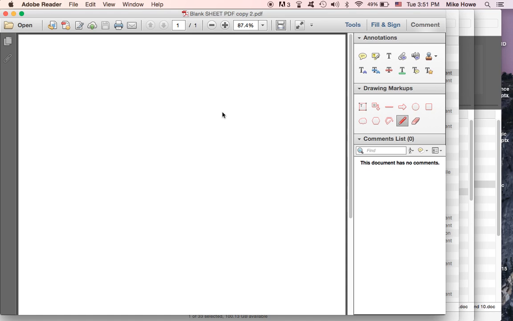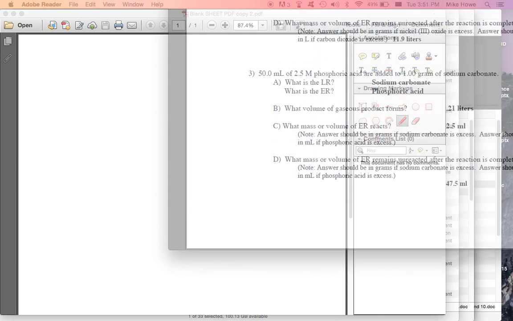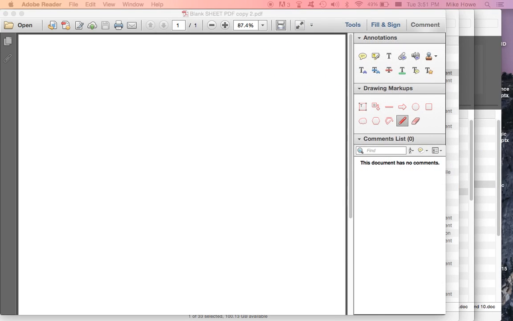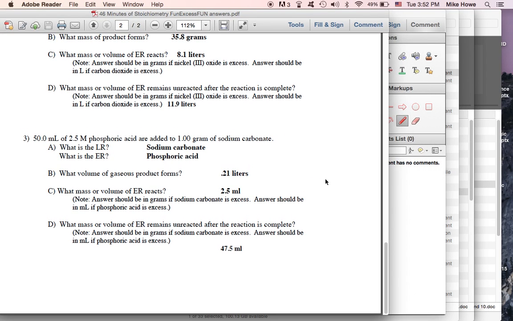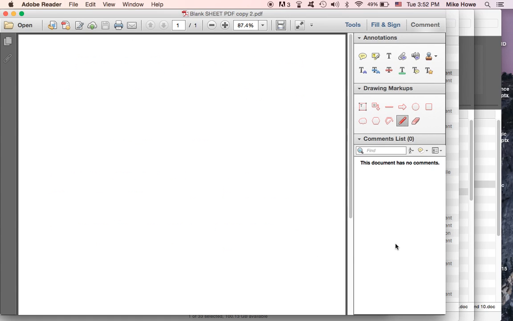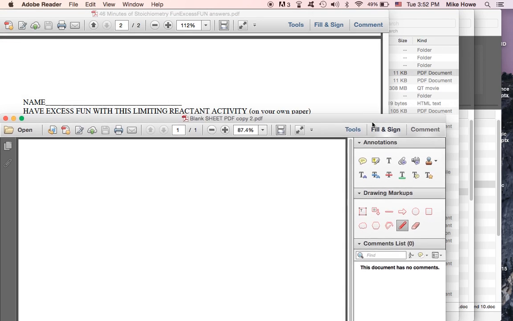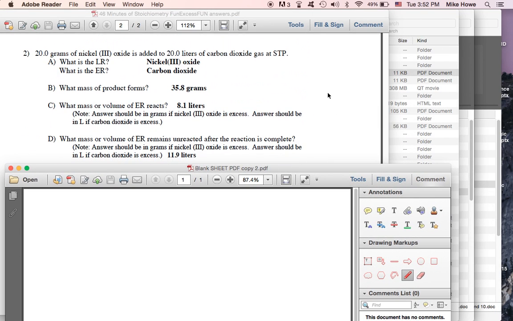We're going to do a limiting reactant problem. And I thought I'd do the last one that's on these excess problems over here. So if I can get it back onto my screen. There we go. So we'll do number 3, where we've got 50 milliliters of phosphoric acid and this sodium carbonate. So the way we handle that is, let me get two on the same screen here. We've got an equation written.